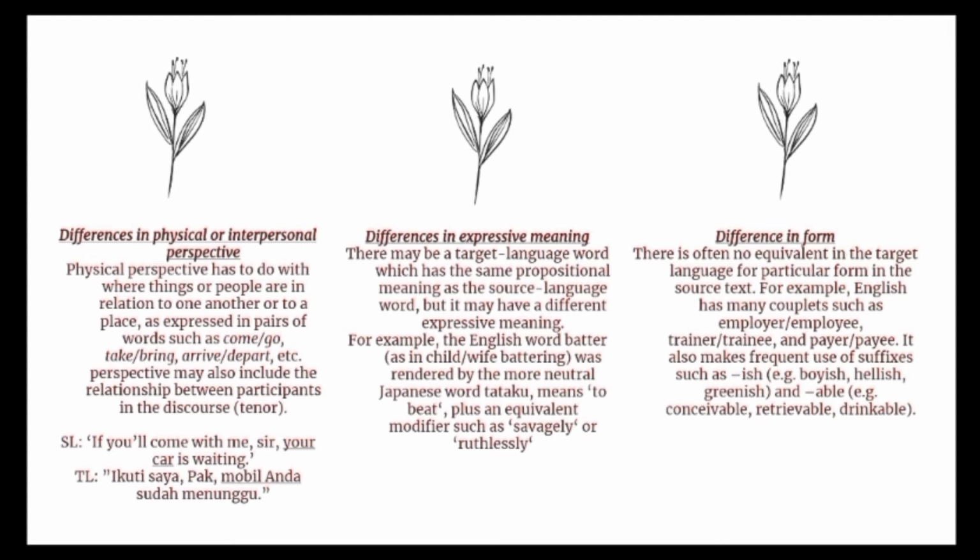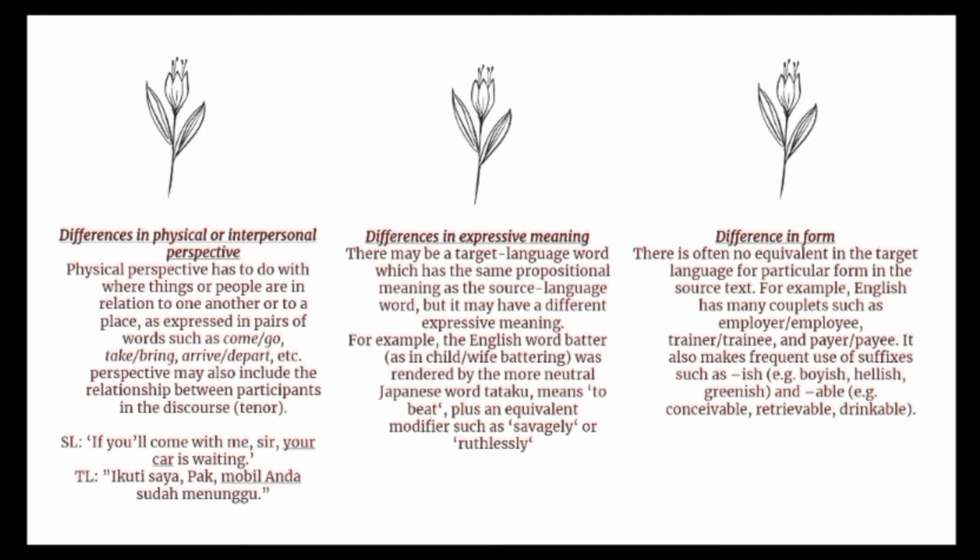The next is differences in expressive meaning. There may be a target language word which has the same propositional meaning as the source language word, but it may have a different expressive meaning. For example, the English word "butter", as in "buttering a child with words", was rendered by the more natural Japanese word tataku, meaning to beat, plus an equivalent modifier such as savagely or ruthlessly.